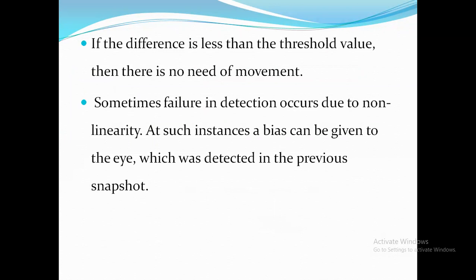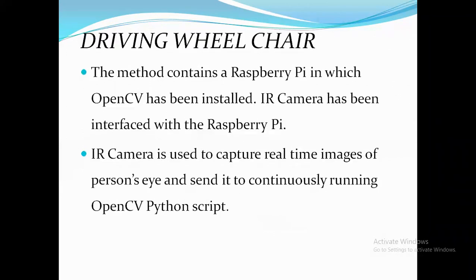Second, there might be an uncertain failure in our detection. So what do we do? We depend on the previous snapshot that has been detected, or the algorithm decides based on the previous snapshots. This is about the threshold. So driving wheelchair is a basic component of our project. Without this component, the project does not happen.